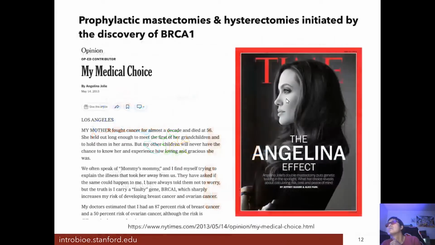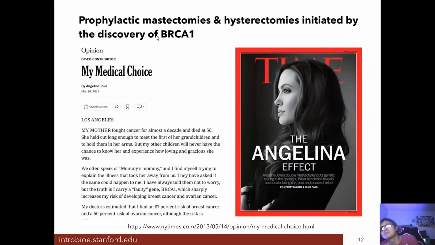cancer risk. Now, the discovery of BRCA1 has led to some really interesting behavior, some interesting prophylactic measures. So this just means sort of preemptive measures to try to prevent the patient from getting cancer. In this case, what you're seeing is actually Angelina Jolie, a rather famous actress who elected to have a double mastectomy. So she had both of her breasts cut off because she discovered that she actually carried a broken copy of BRCA1, which meant that her risk of getting cancer was incredibly high.